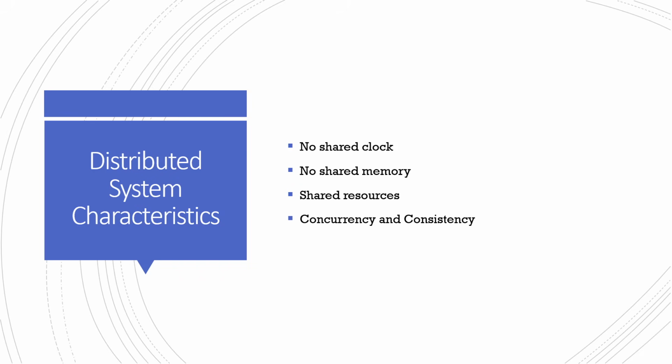No shared memory is pretty obvious. Each node or server in your system is going to have its own RAM, its own storage. So if it needs data from somewhere else, it's going to have to request that from the part of the system that does have it. Resource sharing goes in line with that, which is that anything in your distributed system should be able to be shared between nodes on the system. So that could be hardware, software, or data. And then finally, you have concurrency and consistency. So the different parts of the system are going to be working together and working at the same time, and you want to make sure that there's consistency between how that all works.